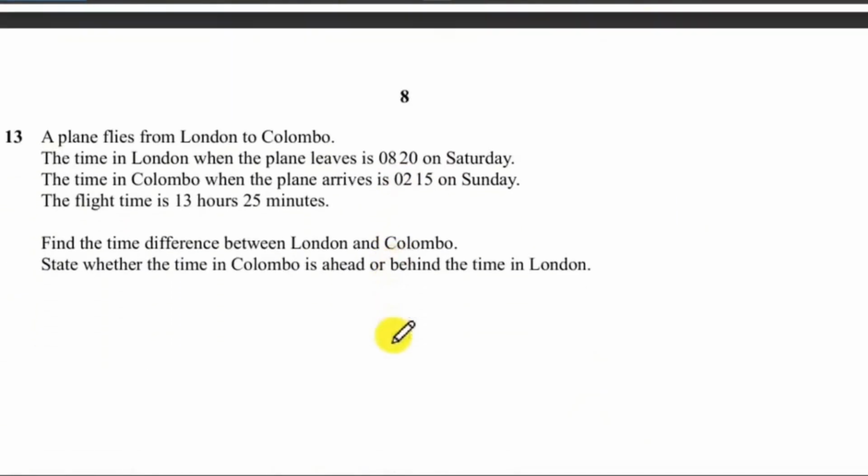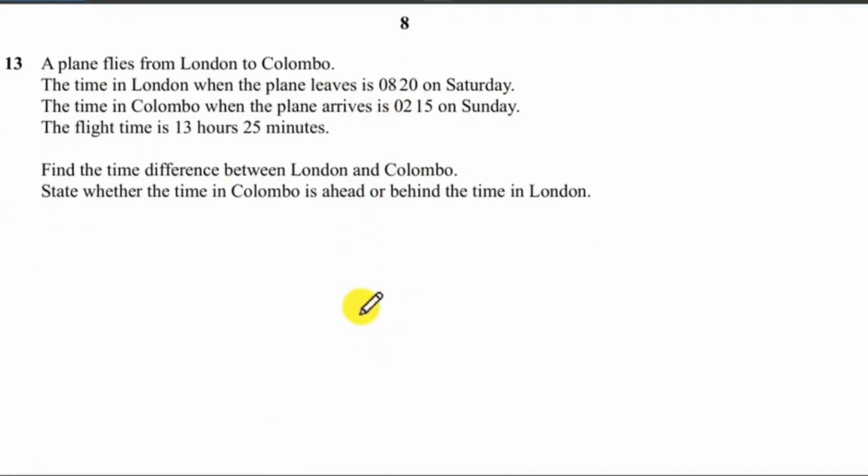Question 13 says, a plane flies from London to Colombo. The time in London when the plane leaves is 08:20 on Saturday. The time in Colombo when the plane arrives is 02:15 on Sunday. The flight time is 13 hours 25 minutes. Find the time difference between London and Colombo and determine whether the time in Colombo is ahead or behind the time in London. So firstly, we need to break down our problem.